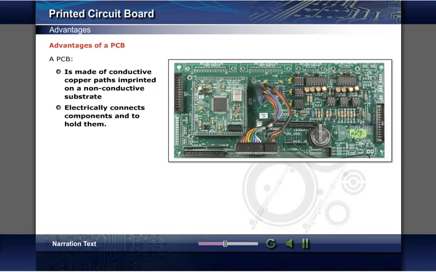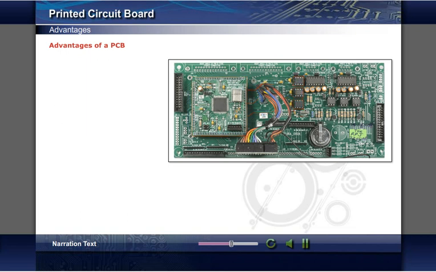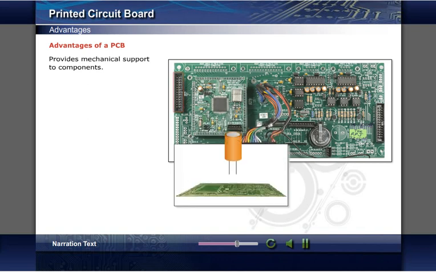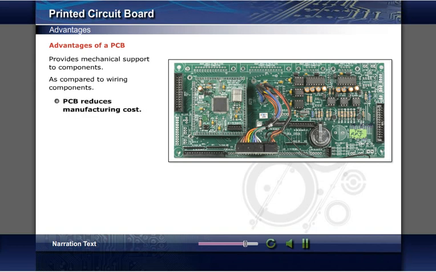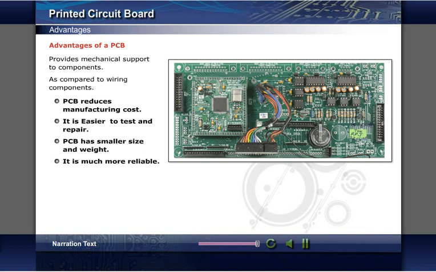A PCB is used to electrically connect components and to hold them. Apart from electrically connecting components, PCB provides mechanical support to them. As compared to wiring components, PCB reduces manufacturing cost. It is easier to test and repair. PCB has smaller size and weight. It is much more reliable.